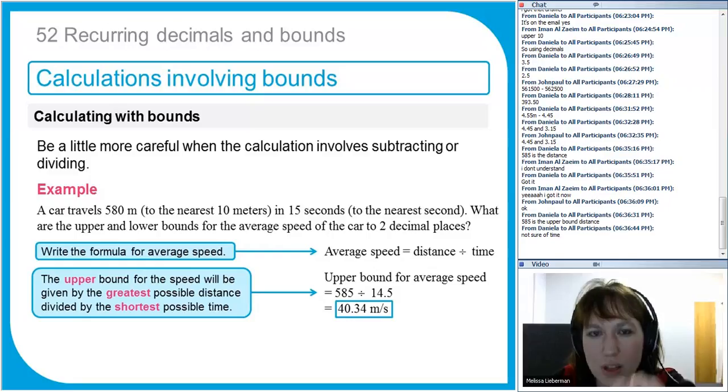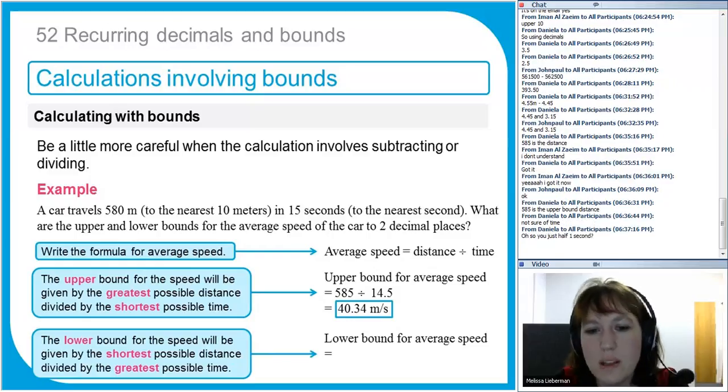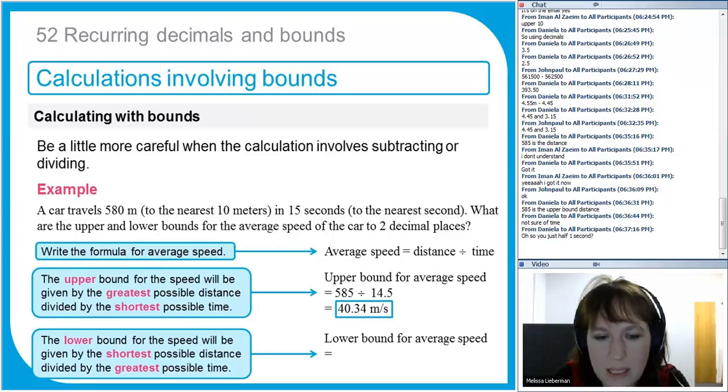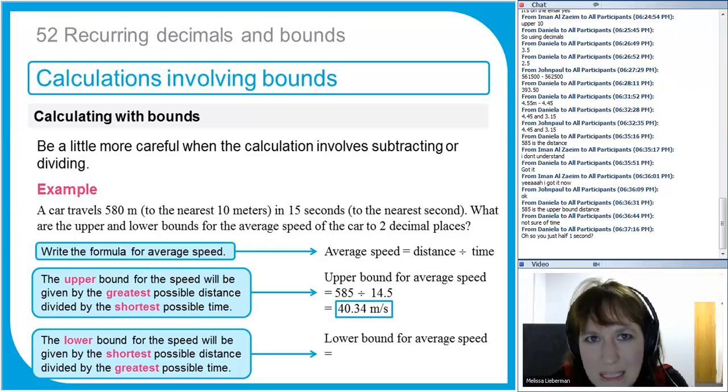How about the slowest that this car could possibly be traveling? For this one, we do it the other way around. We need to take the shortest possible distance and divide that by the greatest possible time. So now we're going for the shorter value.